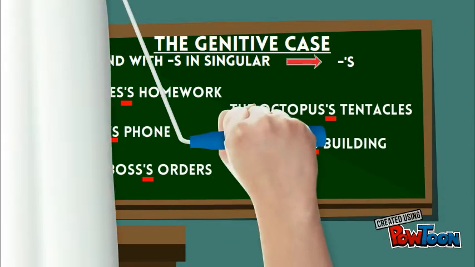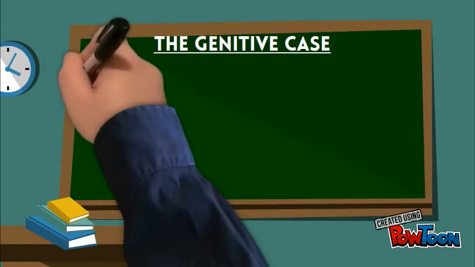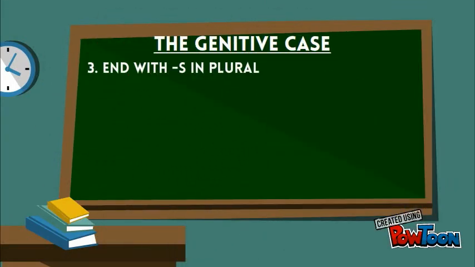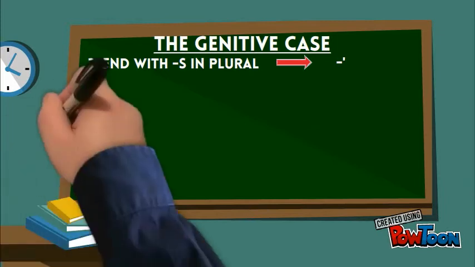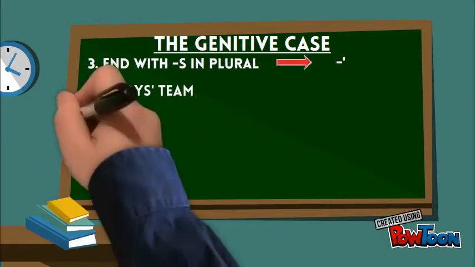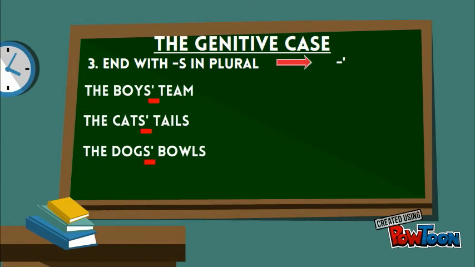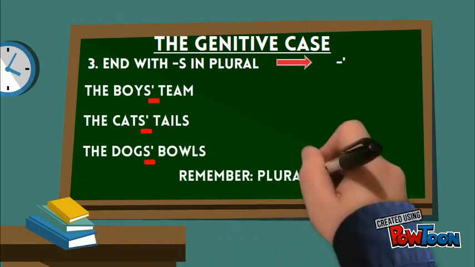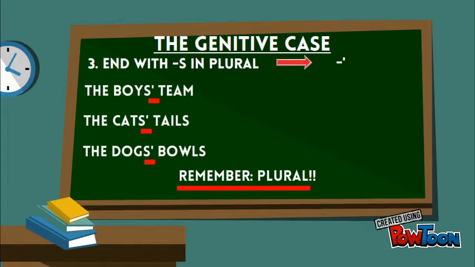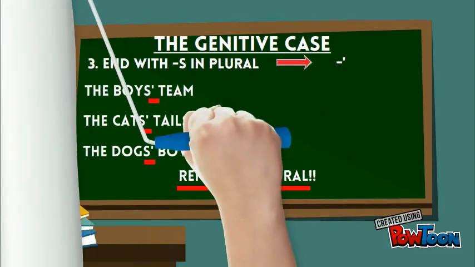But if a word ends with an S in plural, this is where rule number 3 comes in. In this case, only an apostrophe is added at the end, no S. For example, the boys' team, the cats' tails, the dogs' bowls. But remember, the owners in these examples are in plural, not singular.